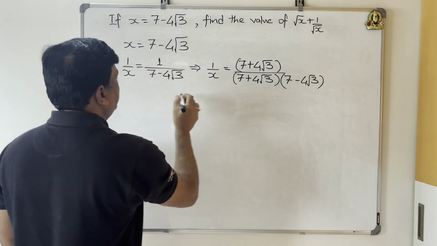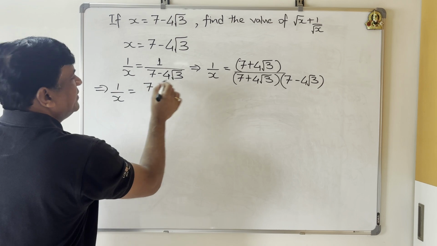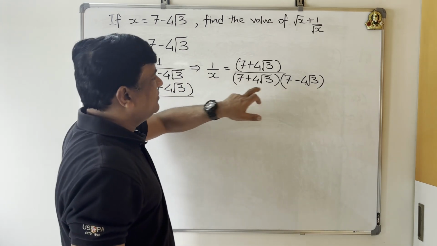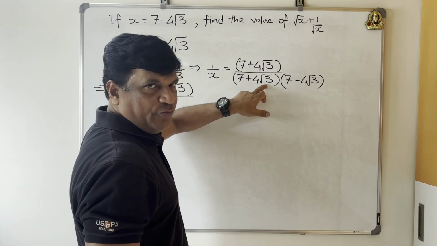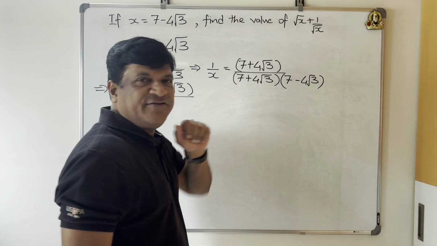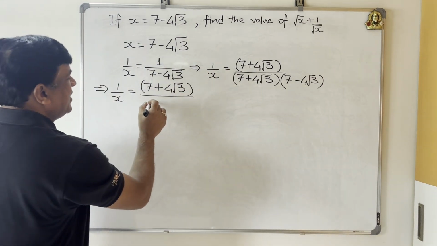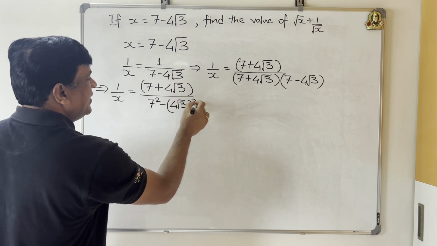Right? So when I open up this one, what do I get? It will be 1 by x is equal to, in the numerator it remains the same. I won't be able to do anything. Leave it like that. If you look at the denominator, what is the format it has taken? It is a plus b, a is 7 and b is 4 root 3. So it is a plus b times a minus b, right? So what happens? A plus b into a minus b gives you a square minus b square. So I can write it like that. This becomes 7 square minus 4 root 3 whole square. Look at it, a square minus b square.